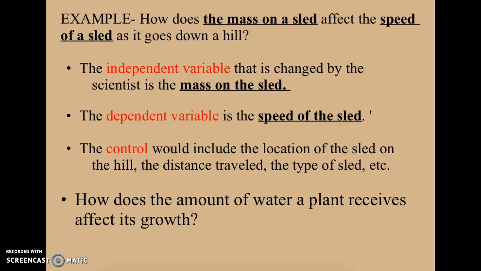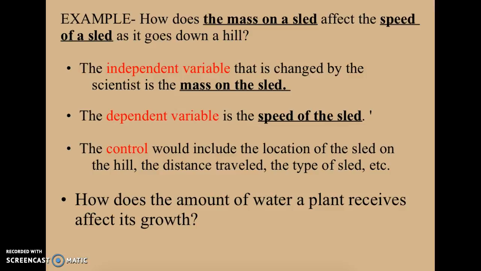Then we're looking at what is the responding variable, or what the outcome is, which we can measure, which is the speed of a sled. So we can observe this and measure it with a timer. So the speed of the sled is the dependent variable. The control in this situation would include the rest of the factors that need to be kept the same in order for this experiment to run smoothly. So that would include the location of the sled on the hill, the distance that the sleds are traveling, the type of sled, and other factors unnamed.